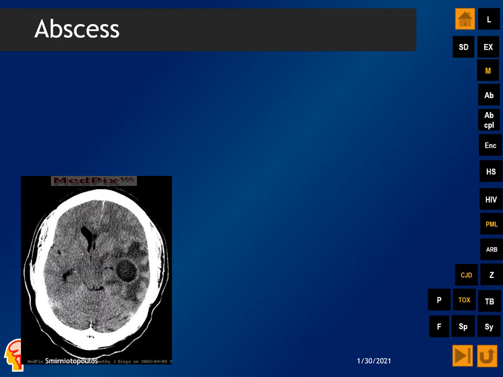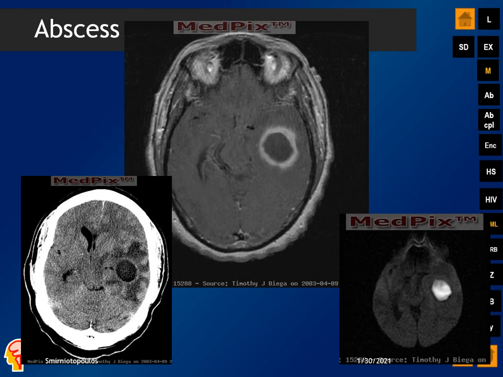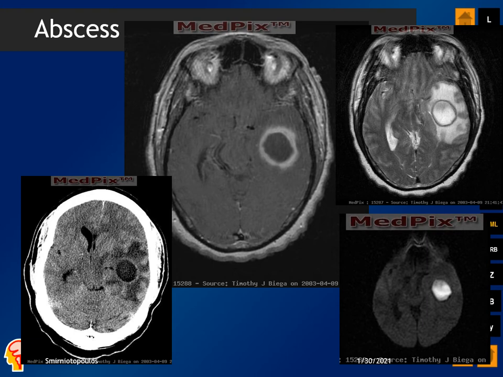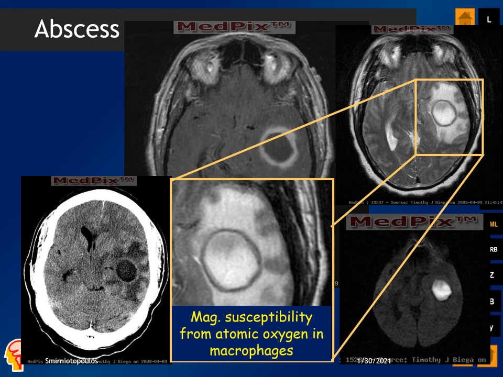So abscesses, again, tend to have a round and smooth shape, restricted diffusion that we look for, and a hypointense rim seen on the T2-weighted MR, and sometimes we can identify the double rim sign. There's a lot of explanations for the hypointense rim. Some people say that it's magnetic susceptibility. Some people say it's collagen. We can argue amongst ourselves to figure out our favorite explanation.